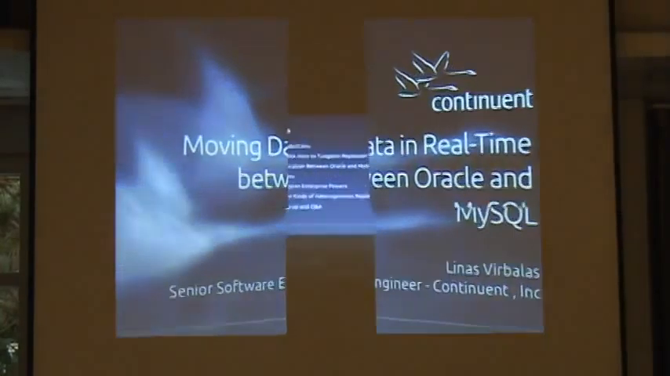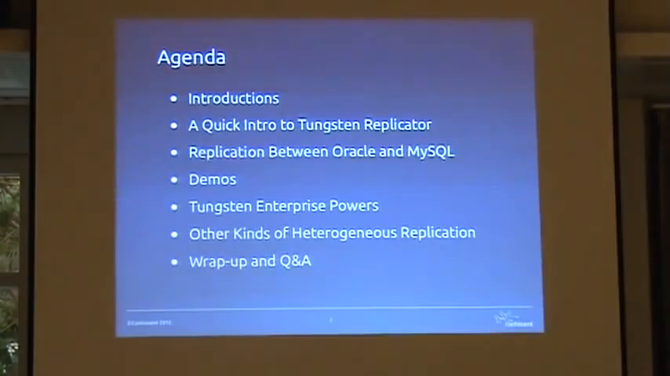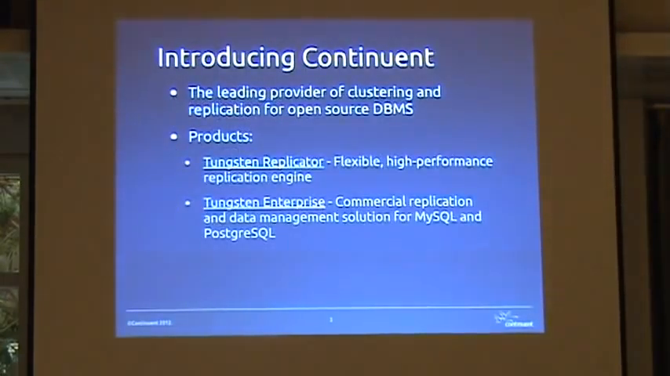And the agenda for today is: we'll introduce Tungsten Replicator, its powers. We then look at heterogeneous replication. Then I'll do a couple of demos to show you that it really works and is not theory. I will show you Tungsten Enterprise because it's really cool, but it's a little bit off topic. And we'll wrap up. So about Continuent, it provides clustering and replication solutions for open source databases.